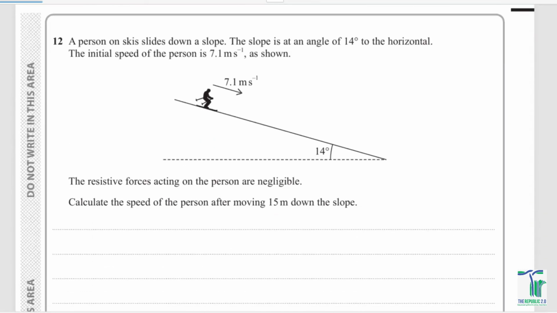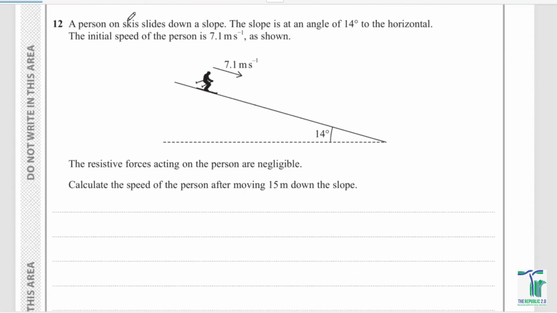Now, if you look into question number 12, a person on skis slides down the slope. The slope is at an angle of 14 degrees to the horizontal. So what does that mean? The acceleration would be, he is moving down, but we need to calculate the component of acceleration along the slope, and that has to be something like g sine 14.